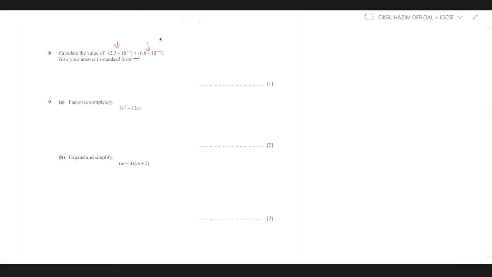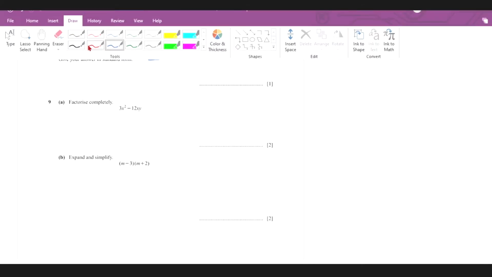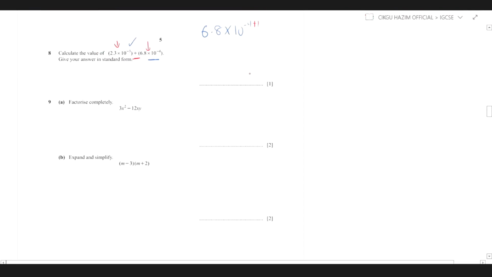It depends whether you want to change it to power negative 3 or power negative 4, but in this situation I will change it to 10 to the power negative 3. So this is already 10 to the power negative 3, we need to change this one first. So 6.8 times 10 to the power negative 4, we want to change it to negative 3. So here we need to plus 1. If we need to plus 1, we need to move the point from the right.